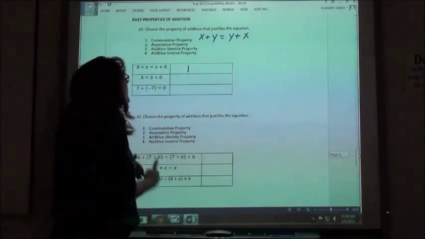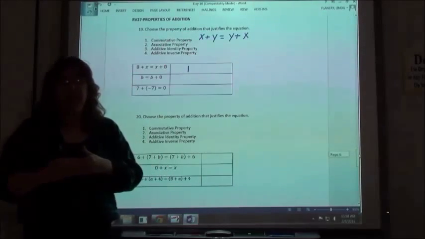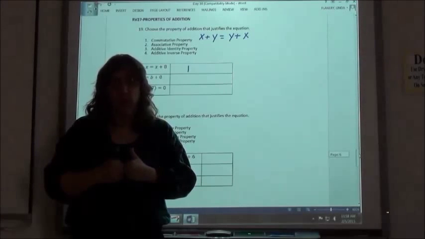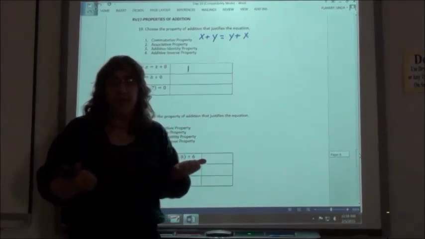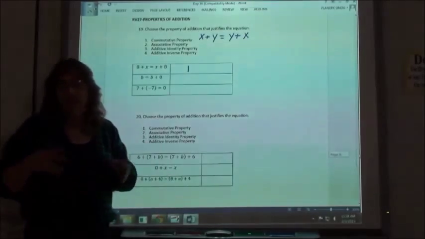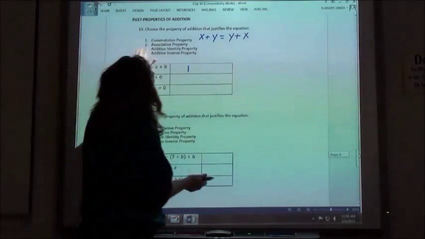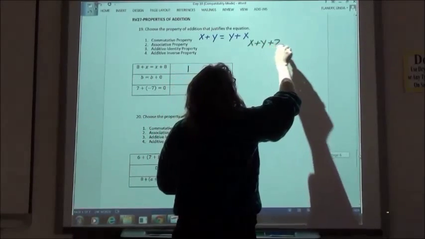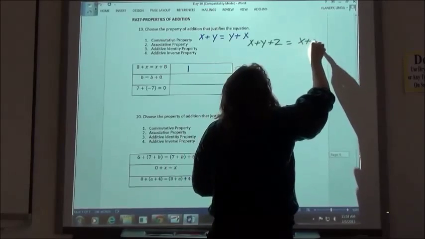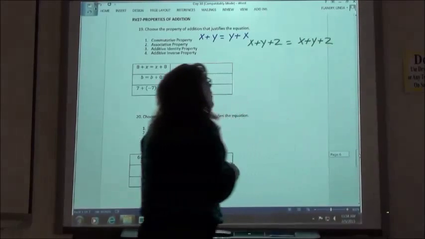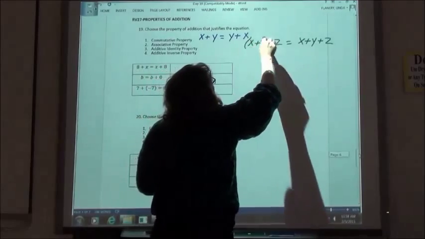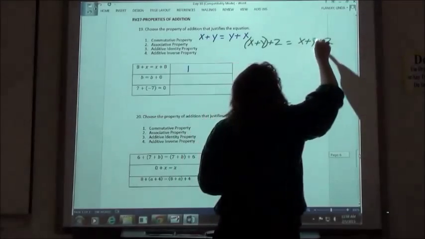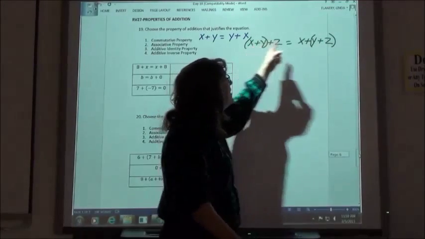Associative property says the order has to be the same, but the parentheses are moved. An association is a group. You have to use grouping symbols, which are parentheses. So if there's not parentheses in the problem, it's not going to be the associative property. Associative property says x plus y plus z has to equal x plus y plus z. On one of them, I'm going to have parentheses around the first 2. On the other side, the parentheses are going to be moved.